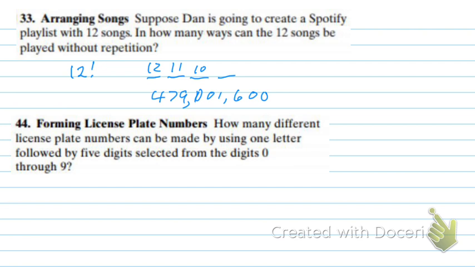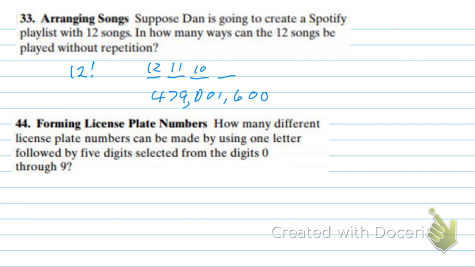Think about having 12 songs and listing them in order. Almost 480 million different orders you could come up with. What's the probability of any one order coming up? 1 over that number. We're still talking about probabilities, but the way you get probabilities is counting.